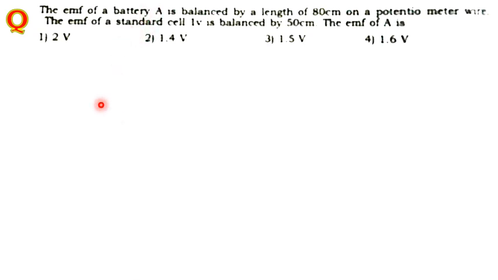So this is the comparison of EMF of batteries by using the potentiometer. In this case, it is about the comparison of EMF. The formula here is E1 divided by E2, which will be equal to L1 divided by L2. Now in this case, the EMF of the battery is directly proportional to the length of the potentiometer wire.